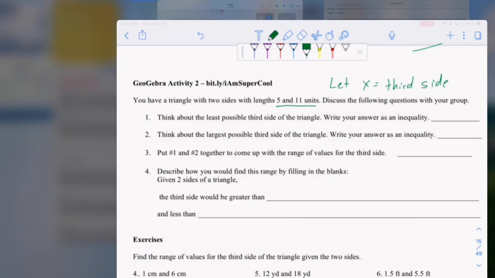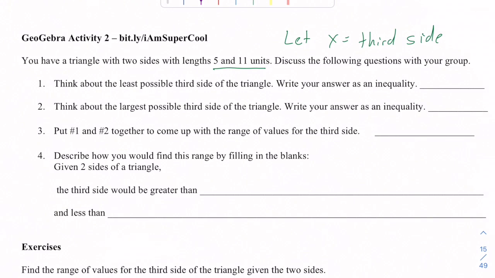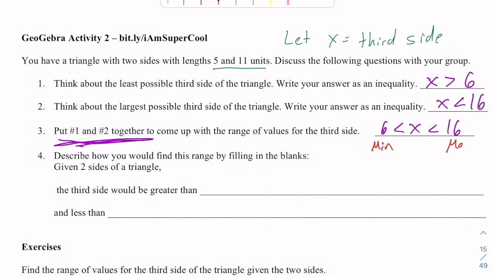So let's go back to our notes here. The least possible third side has to be greater than 6. It can't be 5.9, it won't work. It can't be 6, it won't work. The largest has to be less than 16, so 15.9. Let's put number 1 and number 2 together to combine the range. Your x has to be greater than 6, but less than 16. This is what we call the minimum and the maximum.